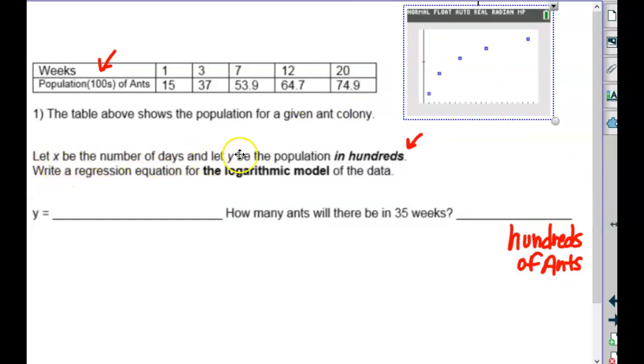Let x be the number of days and y be the population in hundreds. Write a regression for the logarithmic. Now, this is the tricky one. What is logarithmic model on your calculator? Do you remember when you go to... Yes, good call. It is LnReg.